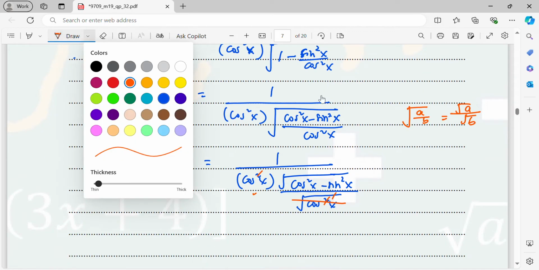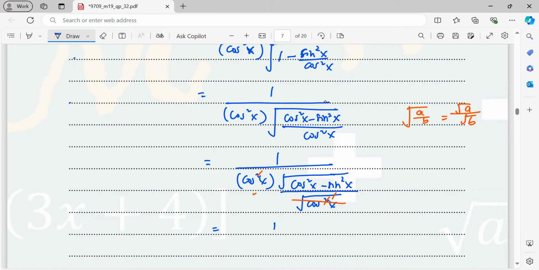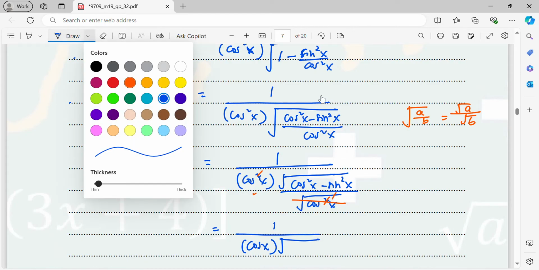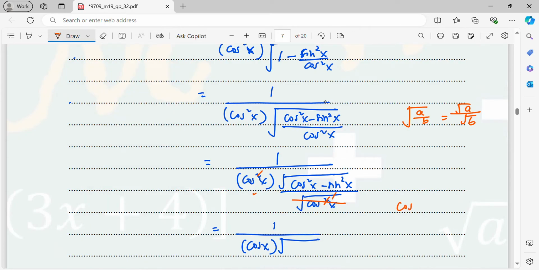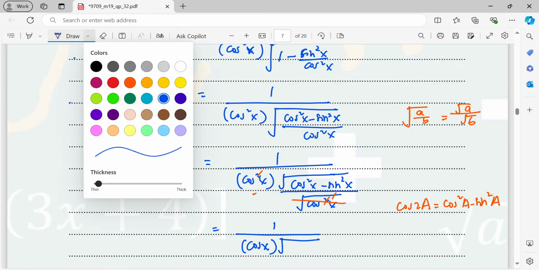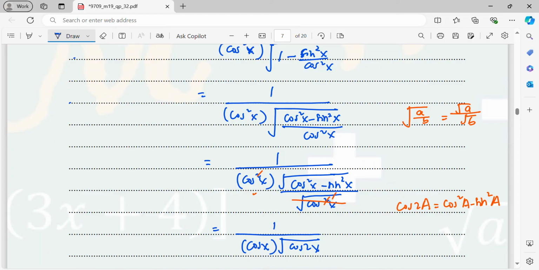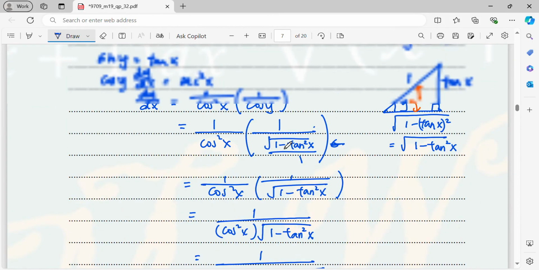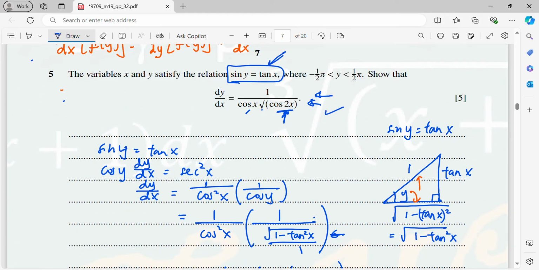Therefore, I will be getting the answer as 1 over cos x, square root of, now from the identity, cos 2a is cos squared a minus sine squared a. That means now the cos square x minus sine square x is basically cos 2x. So this is cos 2x. Okay, so we have proven this form.